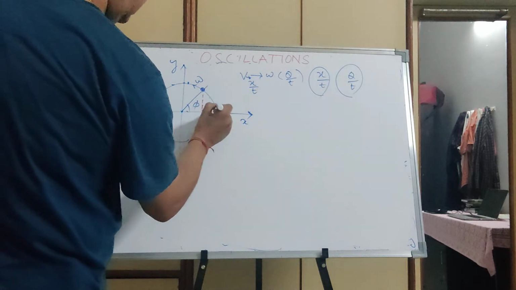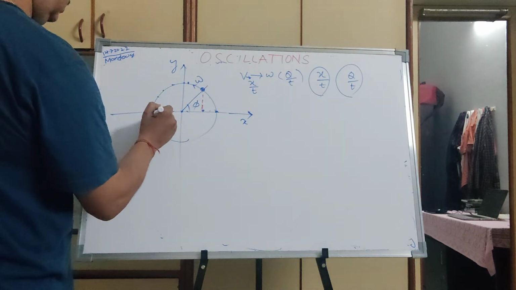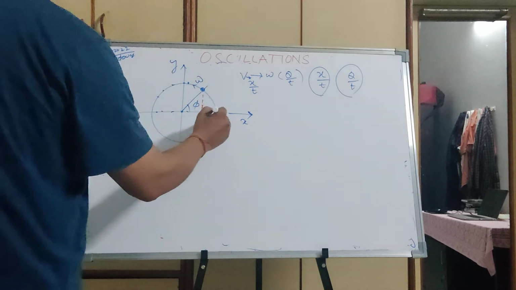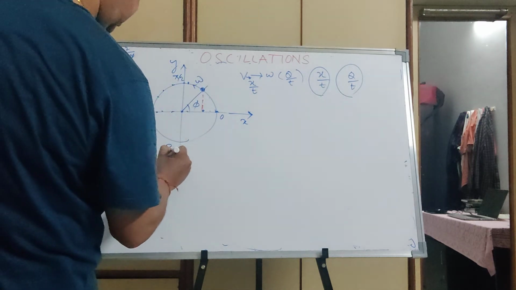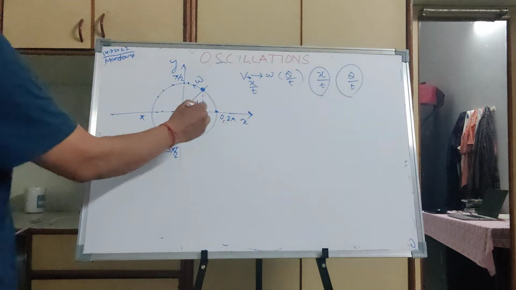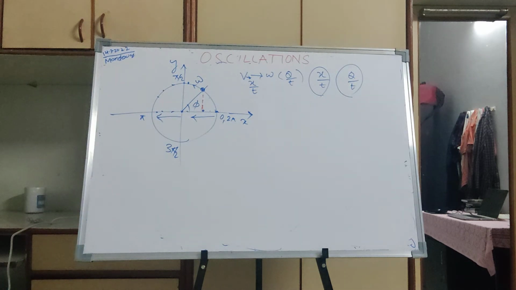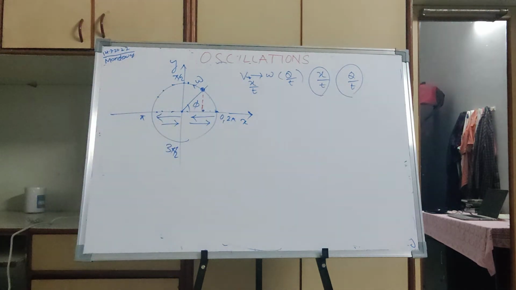So this point's projection is here only. Let us say this is 0, then this is pi by 2, then pi, then 3 pi by 2, then again 2 pi. From 0 to pi, this point will move from this to this. For pi to 2 pi, again this point will move from this to this. So this projection is the same as the to and fro motion that we have discussed.